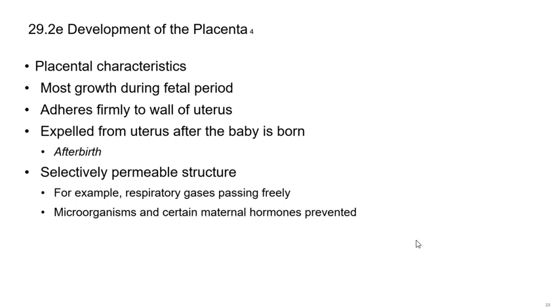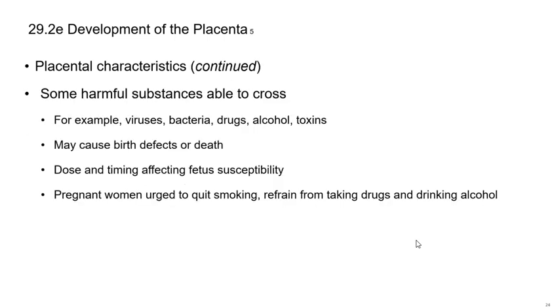It's also selectively permeable, so allowing certain things to pass through, other things to not pass through. In some cases, potentially dangerous things may be able to pass through. The placenta has to be expelled after birth. So you birth the fetus, and then you also have to expel the placenta as well, which is sometimes referred to as afterbirth.